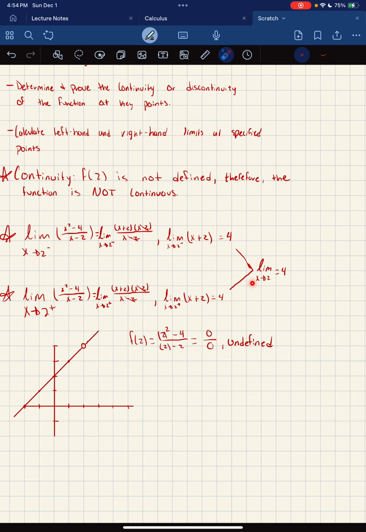Okay, now here, this is where I did my work for my critical points. I did have to take the derivative, set it equal to 0, then solve for x. But since my derivative of f of x equals 1, there are no critical points.